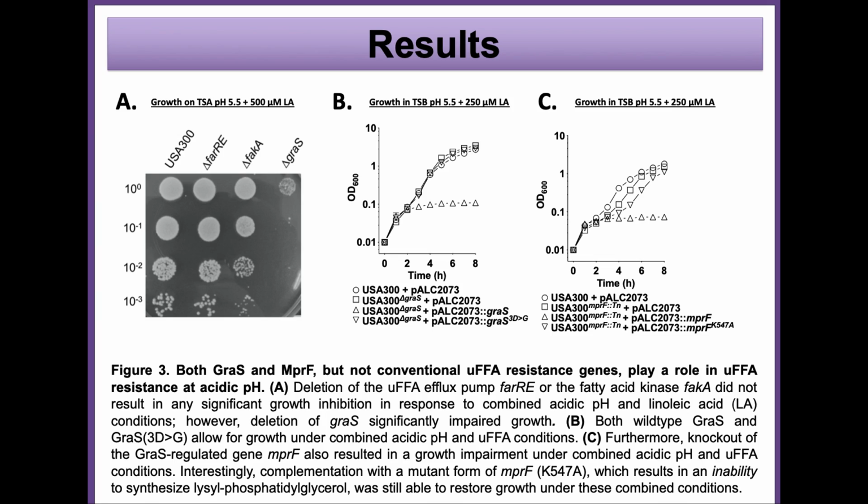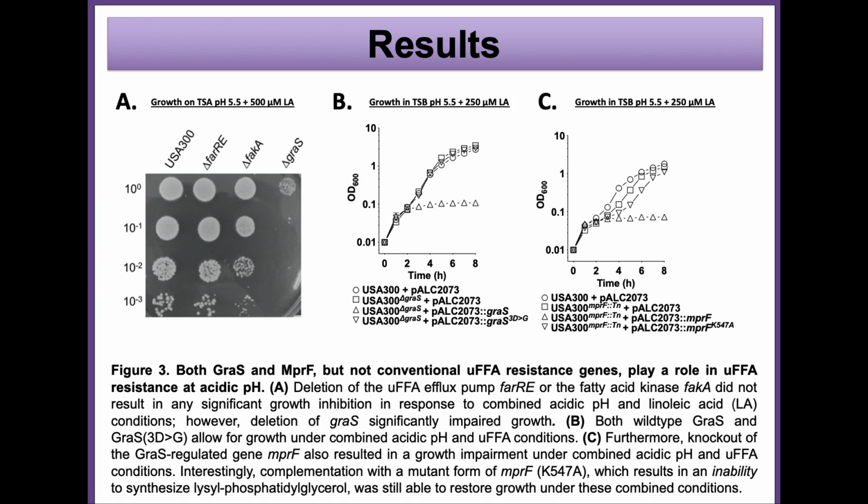As seen in Figure 3a, knocking out conventional unsaturated free fatty acid resistance pathways, FarR and FakA, had no real impairment of growth when the bacteria was grown under combined acidic pH and high concentrations of unsaturated free fatty acids. However, when we knock out GraS, there is a massive reduction in growth.